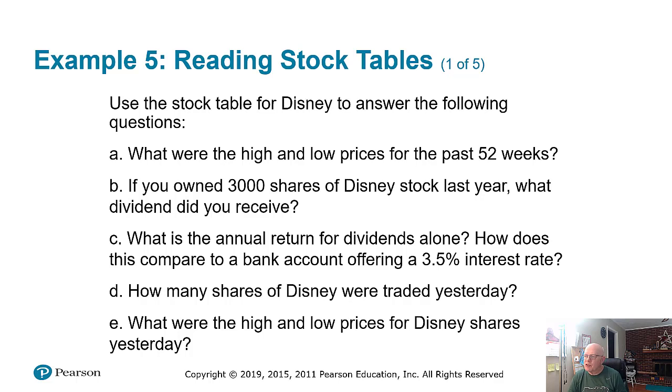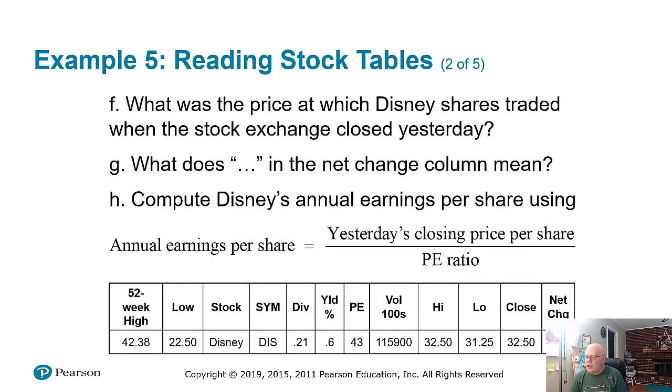So here's something you can try. We'll use the stock table for Disney for a particular time. I don't know when it was, it doesn't say. But it's an exercise. We're going to find the high and low prices. If you own 3,000 shares, what dividend would you have gotten? How about the annual return for dividends alone, and so on. So here's our listing for Disney. I'm going to have that on each of these slides, so don't worry about needing to write it down.